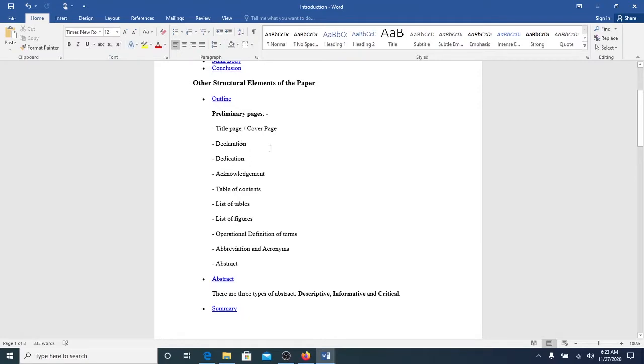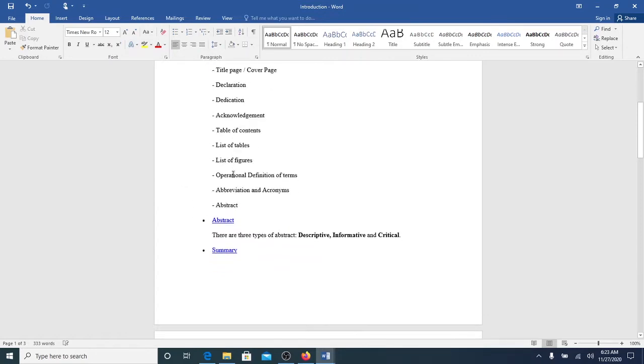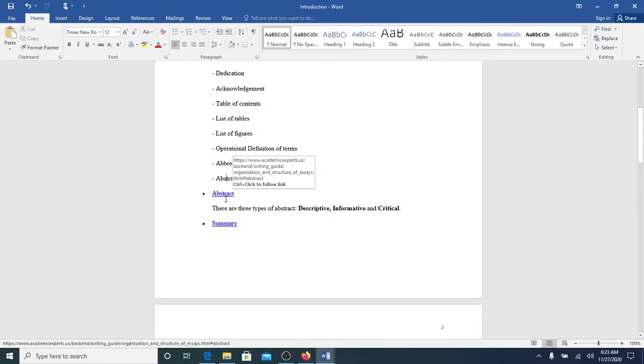For example, this one is a dissertation paper. It looks similar to this. Sometimes it doesn't have to contain all these other pages, but can contain, for instance, the cover page and the table of contents, or just the title page and an abstract. It depends on the paper that you're writing. Other than that, there is the abstract section.